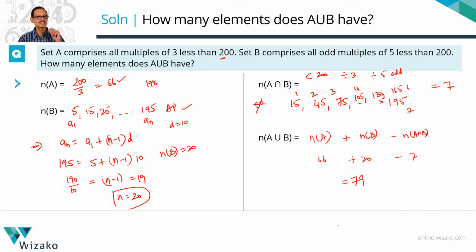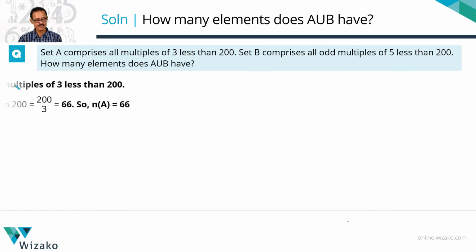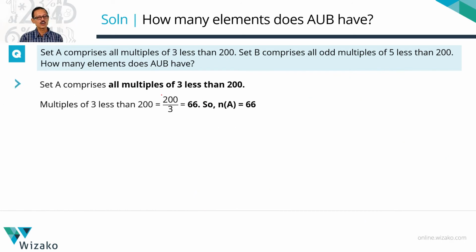So how many numbers less than 200 are there that are multiples of 3 and odd, that are either multiples of 3 or odd multiples of 5? That's what A union B is. So n of A union B comprises 79 elements. Quickly summarize it in a printed form. N of A is all multiples of 3 less than 200. All you have to do is take this 200, divide it by 3, and then find out the quotient. One last check: is 3 into 66 less than 200? It is. So therefore, we are spot on as far as this goes.